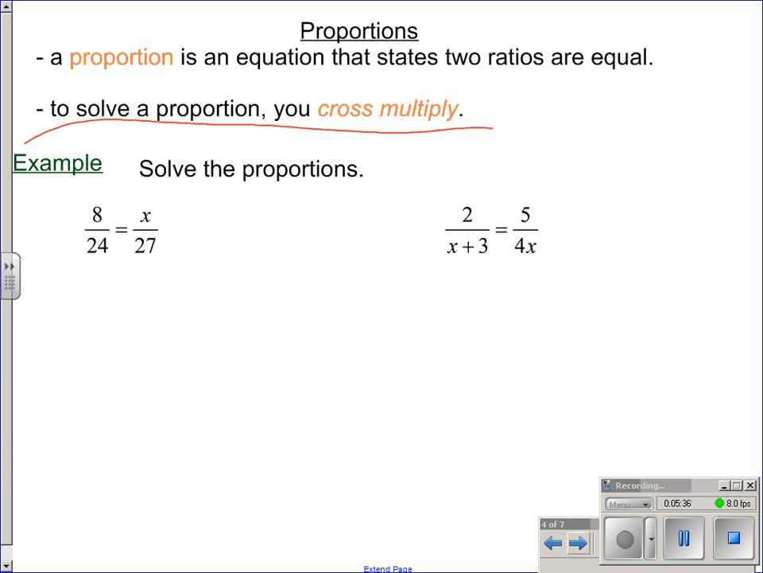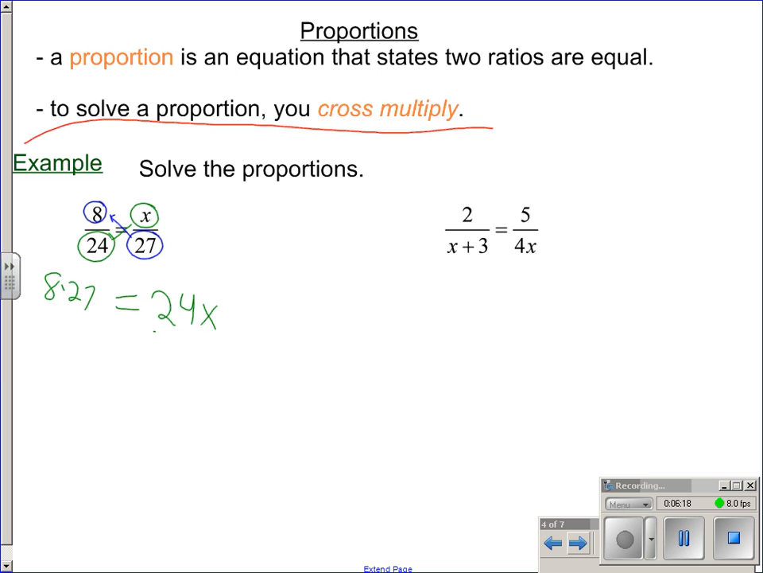So the idea of cross multiplication, you're going to take this denominator and multiply it by that numerator. You're going to take this numerator and denominator and multiply those together, and those answers are still going to be equal. So 24 times x, and that's actually going to be on this side. We multiply both sides by 24. That's going to be 24x will equal, when we multiply both sides by 27, we get 8 times 27. All right, now the question is to solve this.